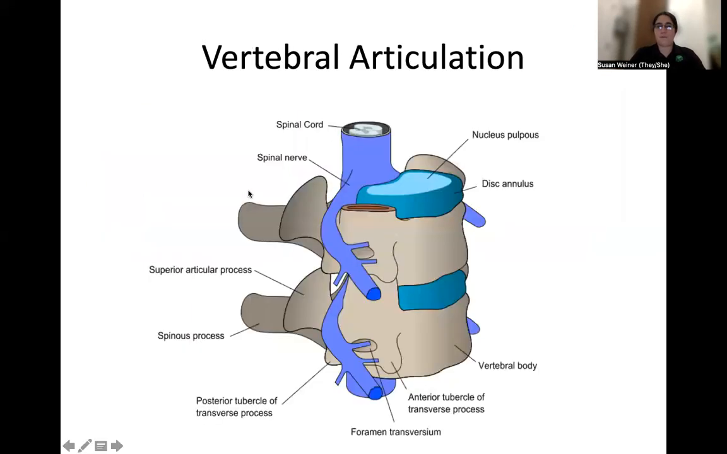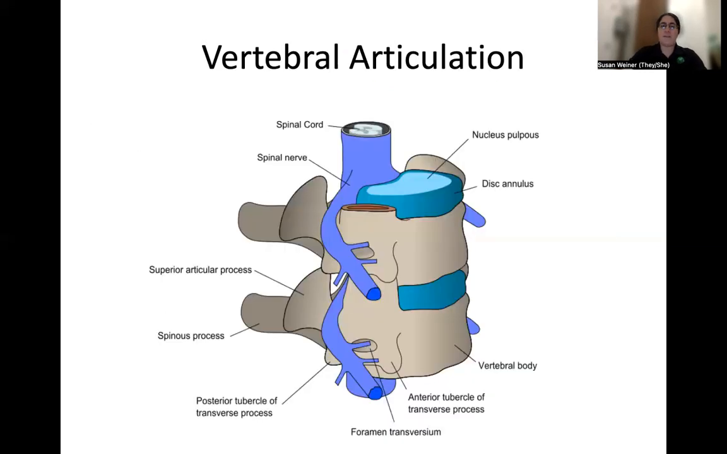So now to look in a little more detail at these vertebrae. Each vertebra has the vertebral bone, and it articulates with other vertebrae with the intervertebral disc, the disc annulus, which is a thick disc of cartilage that sits in between the vertebrae and provides cushioning and allows for the gaps that allow the spinal nerves to come out through the side.